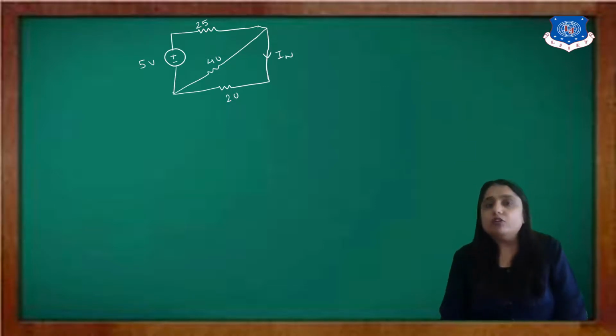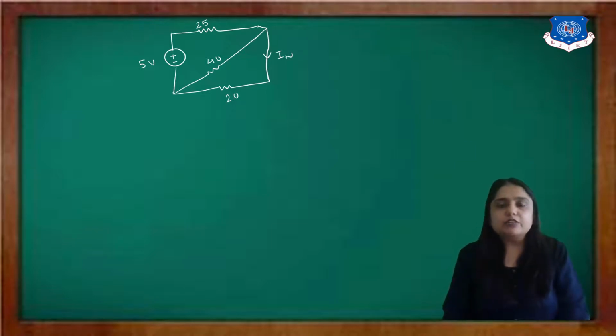Now here see, we have only 2 loops. So we can easily write down the mesh equations, and then solve them. Then we will get the value of IN. And if you don't want to do this, then what you can do? The 40 and 20 are connected in parallel, and then 25 is connected in series. So you can find the R equivalent, and when you divide the 5 volt by the R equivalent, you will get the total current of the circuit.